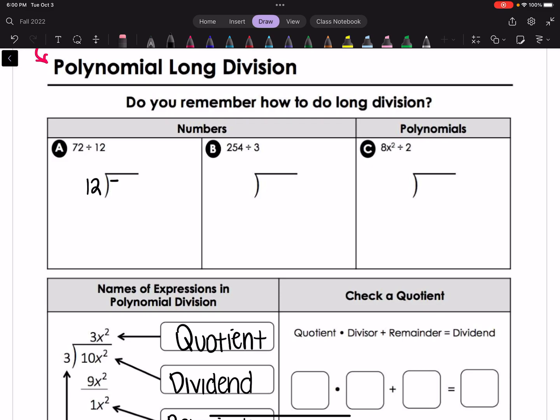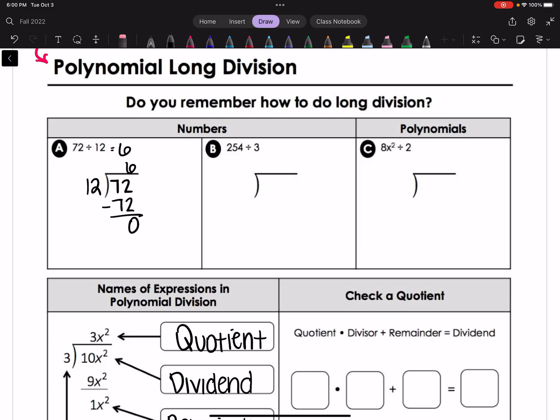So if I'm doing something like 72 divided by 12, I put my divisor on the left side and my dividend on the inside, and I'm thinking how many times does 12 go into 72? In this case it goes in 6 times, right? And then I do my multiplication, so 6 times 12 is 72. I subtract these two numbers and I'm left with 0. So 72 divided by 12 is 6.